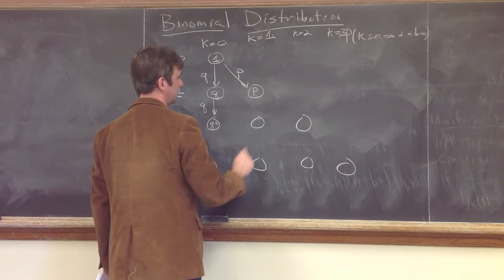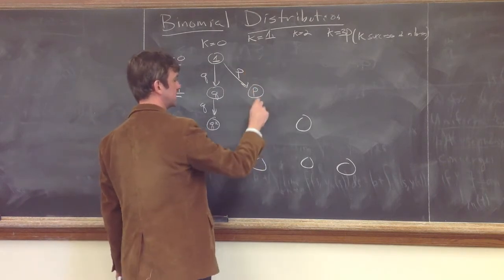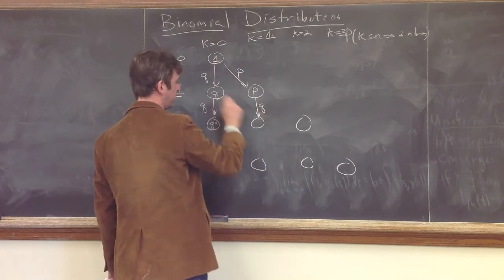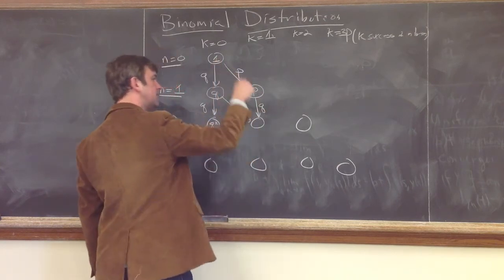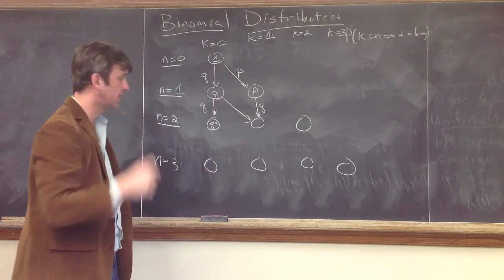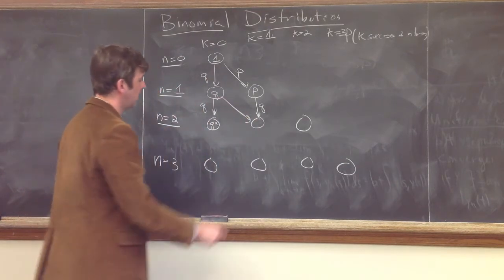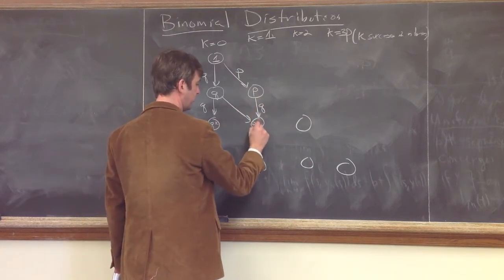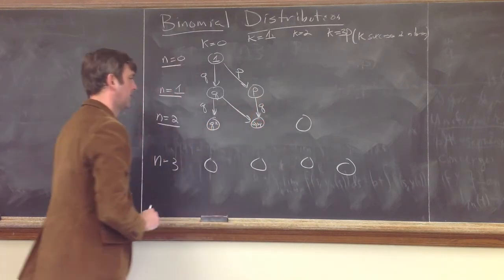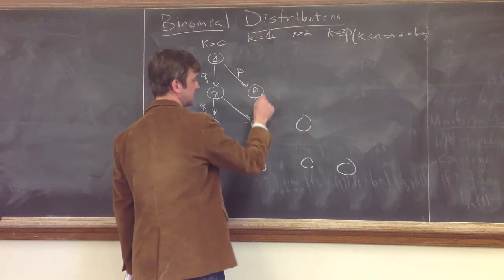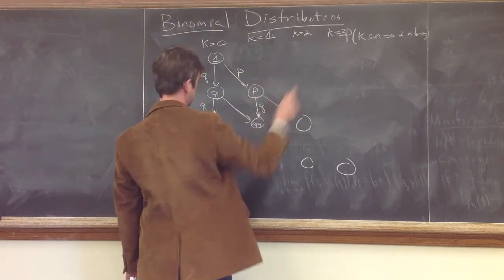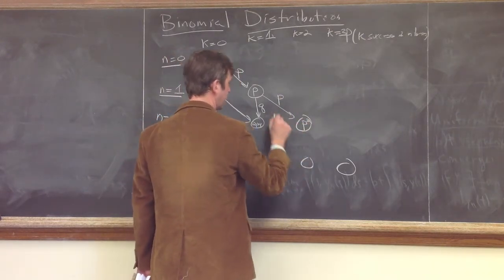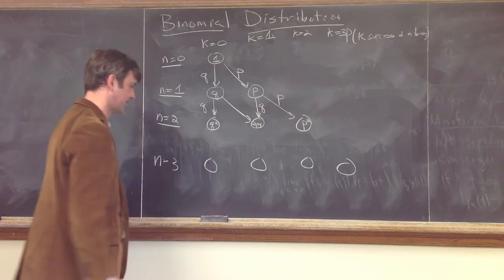Now, there are 2 different ways I could end up with 1 success. I could have a success and then a failure, or I could have a failure and then a success. Now each of these paths are independent, they're disjoint, and they have probability p times q, but there are 2 of them, so I end up with 2pq here. And now the only way I can get 2 successes in 2 tries is to have all successes, and now this probability is p squared, but there's only 1 path, so there's a 1 in front.